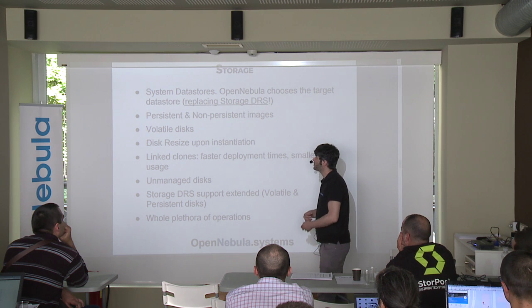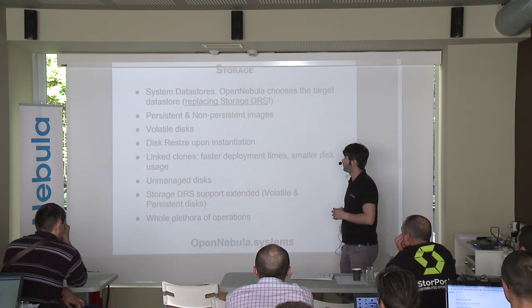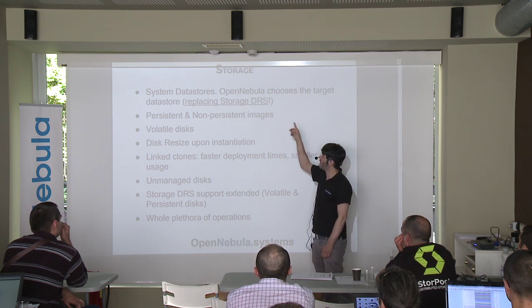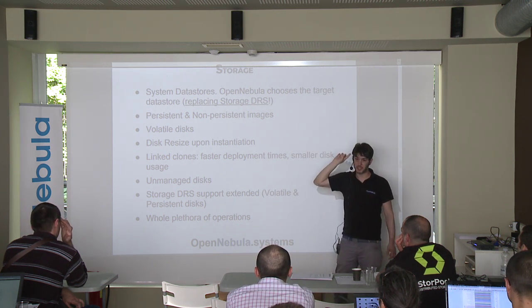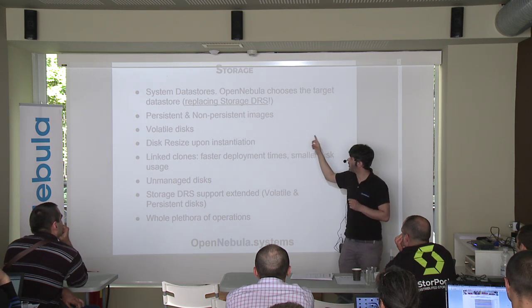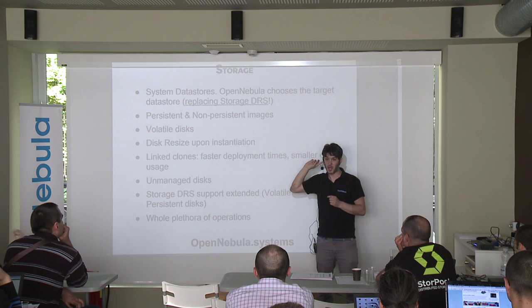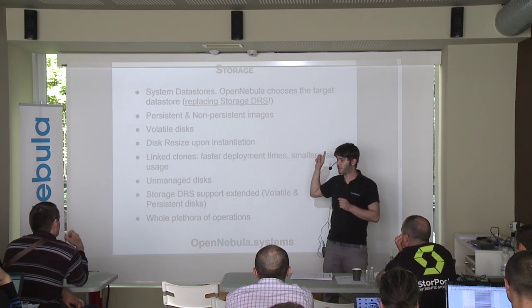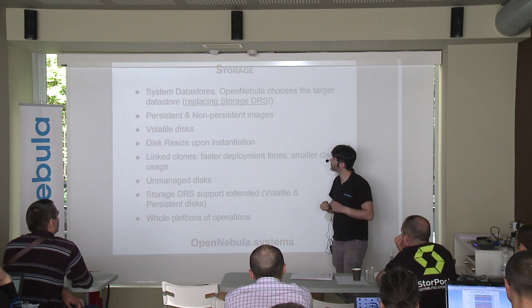And that lets us do a lot of things that we were not able to do. One of the things is that you can let OpenNebula choose the target data store, choose the system data store. So if you don't want to use storage DRS, that I think is a license that you have to pay for, you can let OpenNebula do that for you.